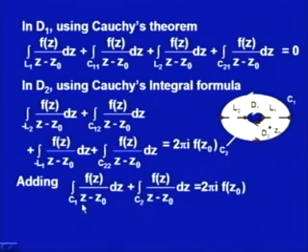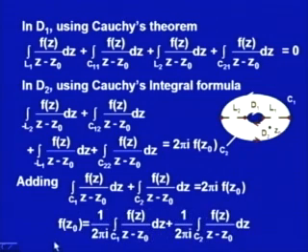So, what I get is the integral along C1 of f(z) upon z minus z0 dz plus the integral along C2 of f(z) upon z minus z0 dz equals 2 pi i f(z0), and that gives me the formula that f(z0) is 1 upon 2 pi i integral along the boundary C1 of f(z) upon z minus z0 plus 1 upon 2 pi i integral along the boundary C2 of f(z) upon z minus z0.